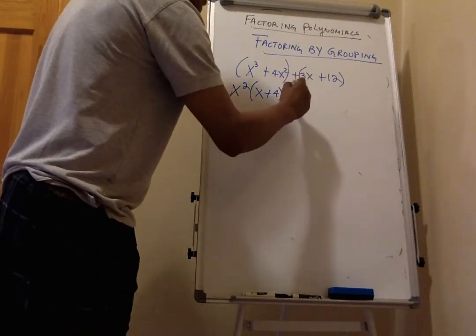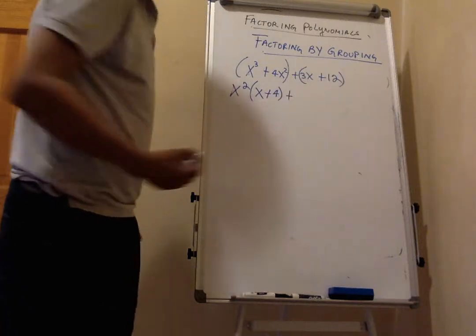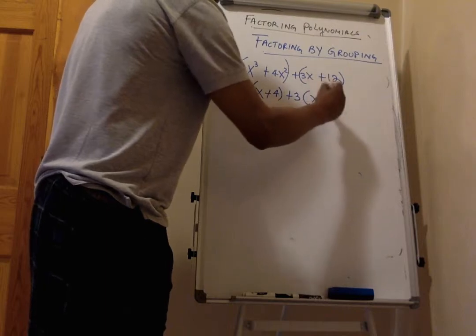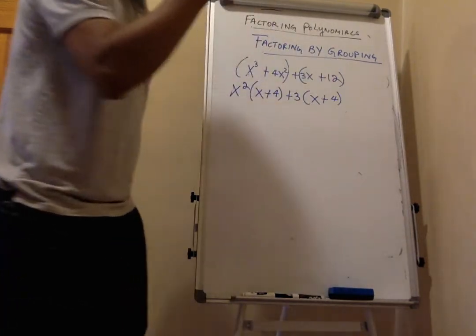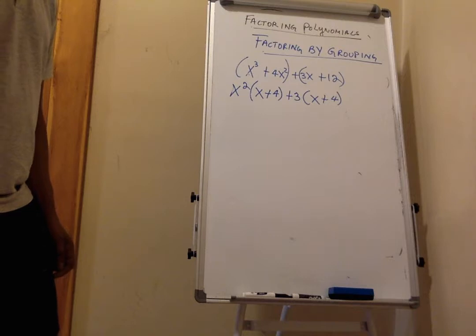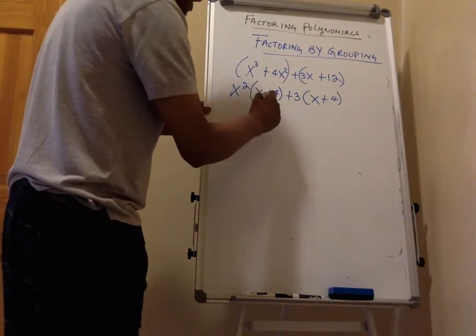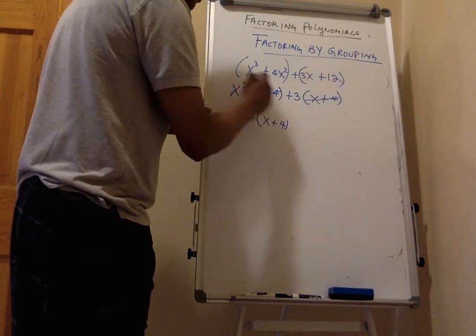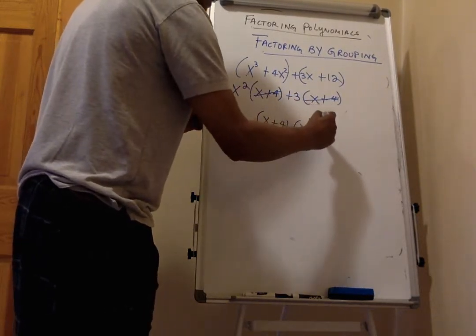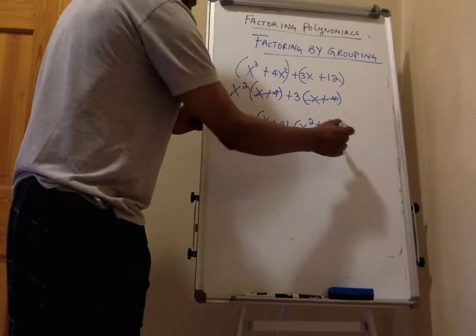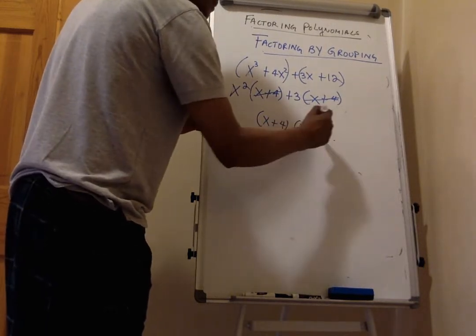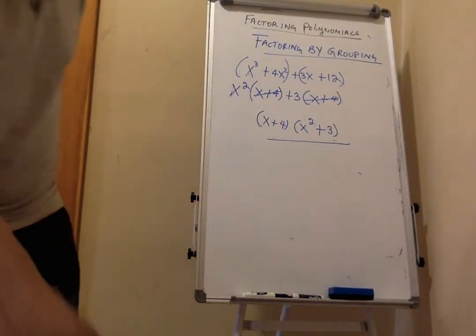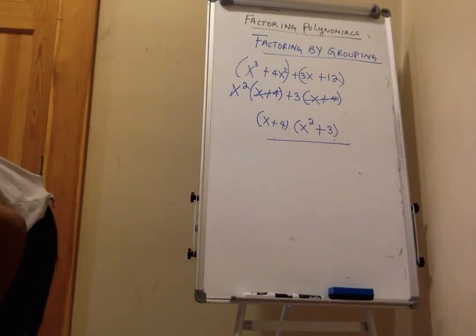So let me go ahead and do this: what is the greatest common factor between 3x and 12? It is 3. And then x plus 4 pops out again. I know I have factored this the right way. So one of my factors is x plus 4. If I take x plus 4 out, what is left is x squared plus 3. Make sure that this is not factorable anymore, and we're done. Okay, that's an example of factoring by grouping.